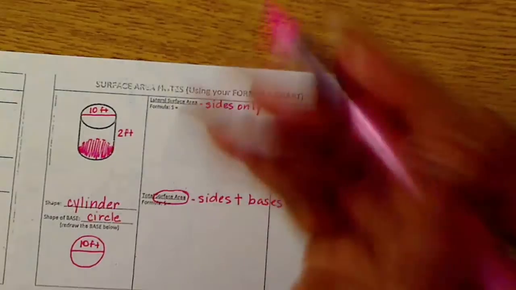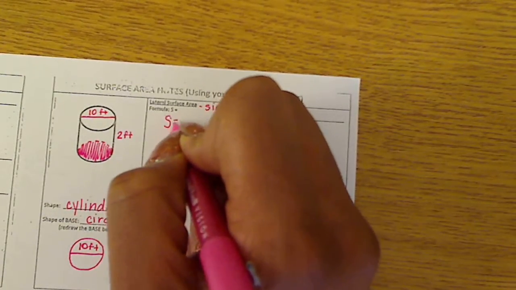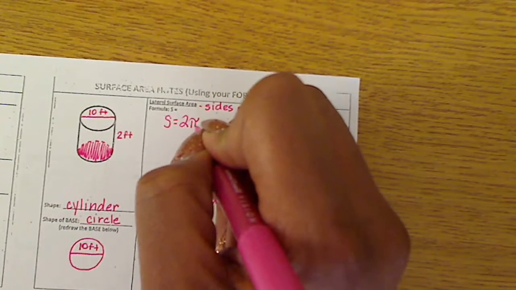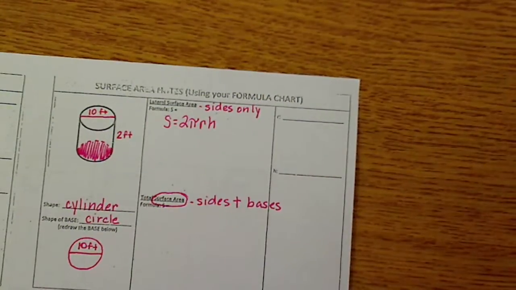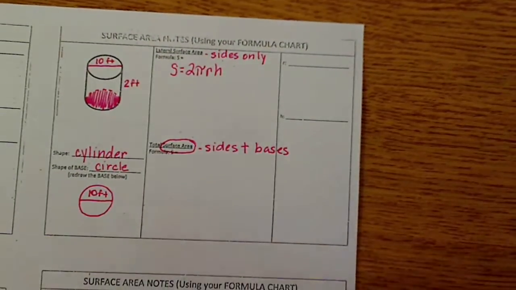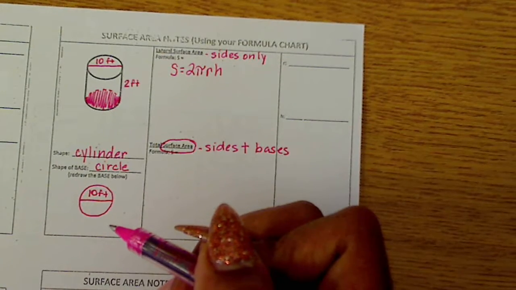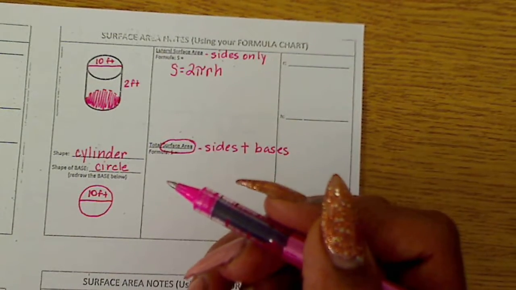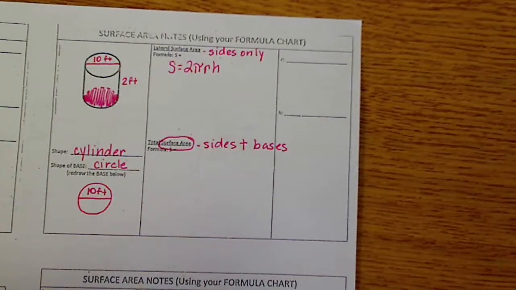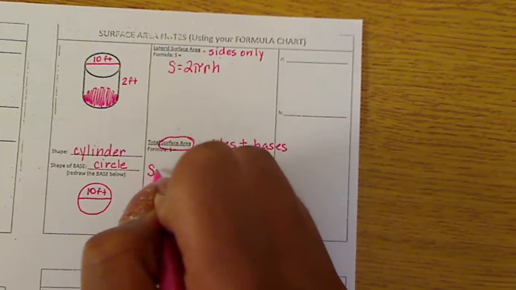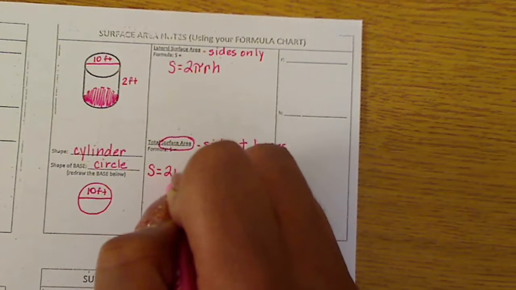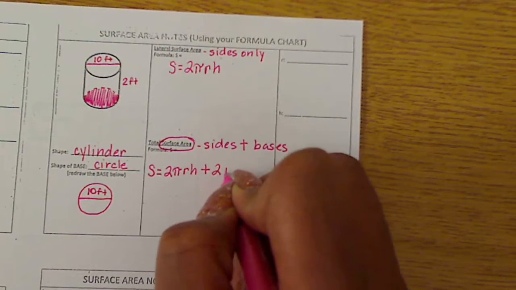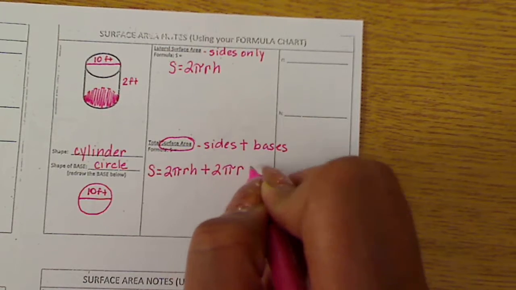So let's write down our formulas. For lateral surface area, S equals 2 pi R H. For total surface area, S equals 2 times pi times R times H plus 2 times pi times the radius squared.